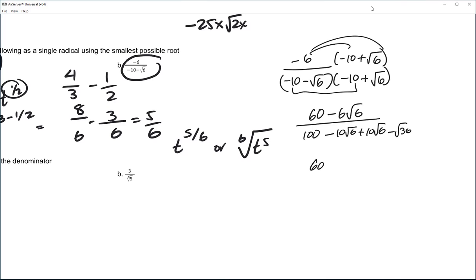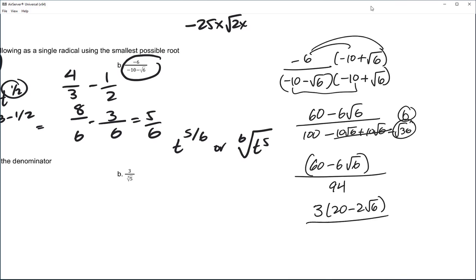This will be 60 minus 6 radical 6 all over, and these cancel out. It'll be 100 minus, this is 6, so it'll be 94. You guys see how I got that? Remember, this is 6. So 100 minus 6 is 94. And then you can factor out a 3. Can you factor out a 2 here? Is this divisible by 3? 99, 97, 94. Or divisible by 6? No, just 3, right? So it'll be 3 and then 20 minus 2 radical 6 all over 3 times, what's this equal to?